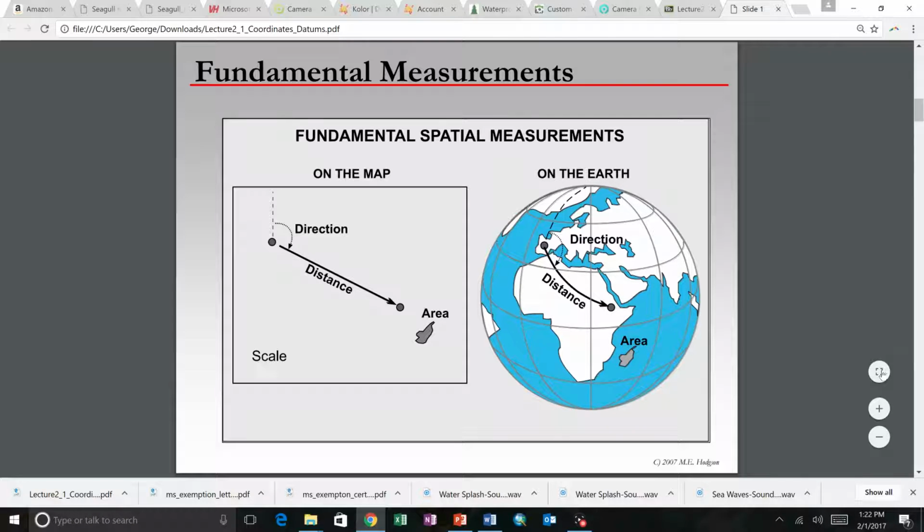Well, this distance, if we think about it on a globe, isn't that simple. We can't take the latitude and longitude of this point and the latitude and longitude of this point and plug it into the Pythagorean theorem.